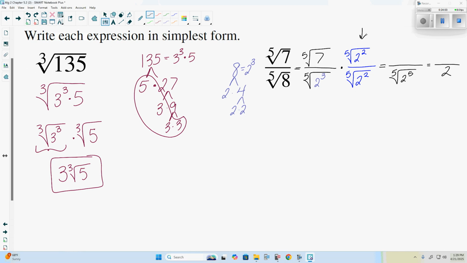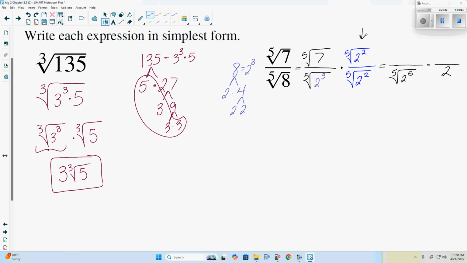Because the 5th root of 2 squared divided by the 5th root of 2 squared is what? 1. So really, what are we multiplying this fraction by? 1. It's a fancy version of 1, but it's just 1. We're not actually changing its value. We're just changing how it looks. Now the denominator, yes, the 5th root of 2 cubed times the 5th root of 2 squared is indeed the 5th root of 2 to the 5th. Well, the 5th root of 2 to the 5th is 2.